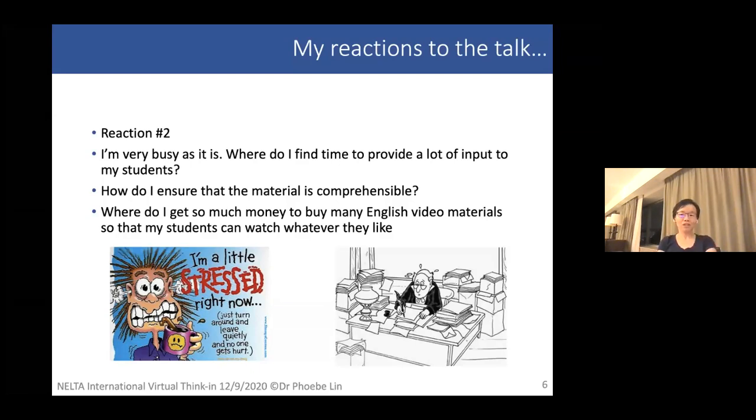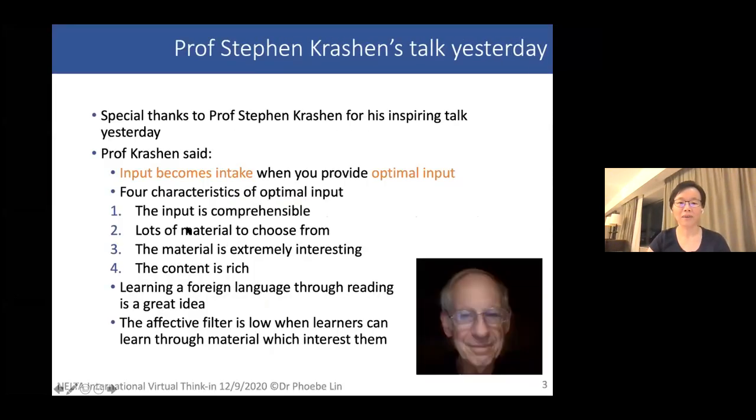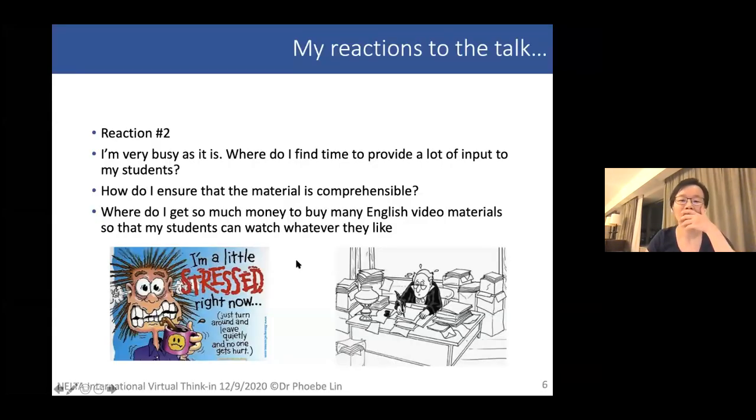My second reaction to Professor Krashen's enlightening talk is that he said we should give learners more choices, but I'm a little stressed right now already. As teachers, we have so much marking to do, so much teaching preparation. When Professor Krashen said there are 4 features of optimal input, we have to provide input that's comprehensible, lots of input, extremely interesting, and the content is rich. But do I have so much time to do all these actually? Where do I find the time to provide a lot of input to my students?